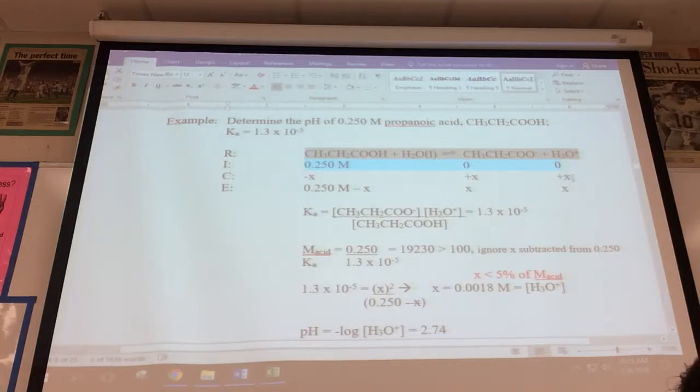Subtract, add. Why did I subtract 1x? Coefficient of 1. And in this acid-base section, it's going to be easy because your coefficients will be 1, always. Why don't you do anything to water? Why don't we include water? It's liquid, so you can pretend it's not there.